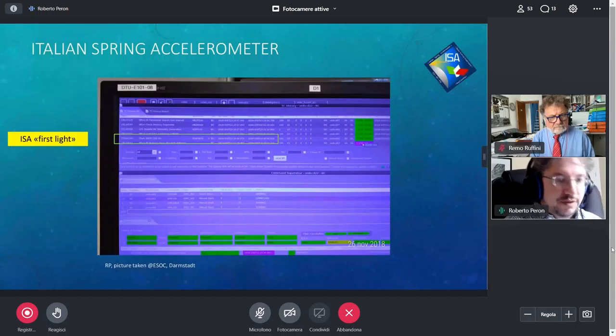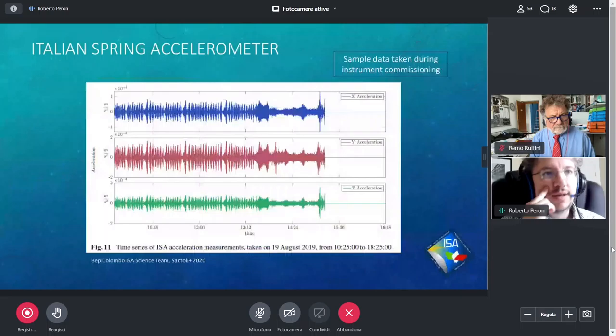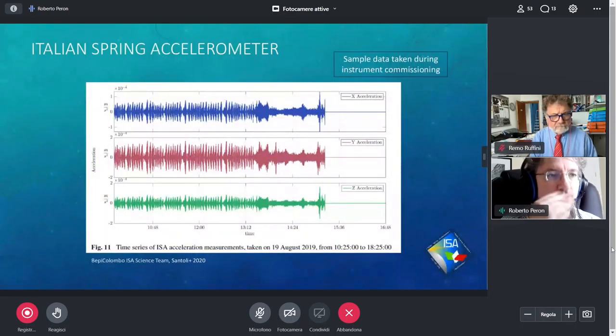And this is the last view graphs. I can show you some preliminary sample data taken during instrument commissioning. We are processing the data, and in the near future, hopefully, new data will be released.